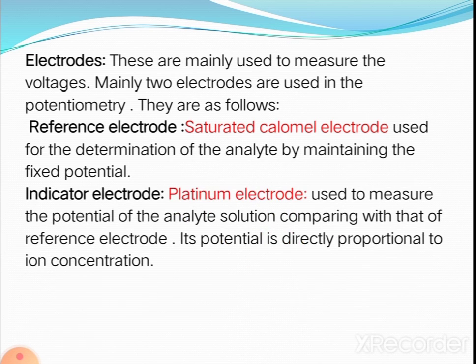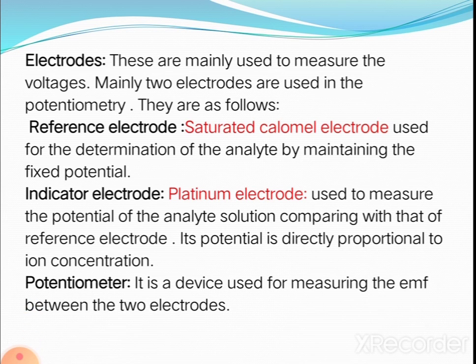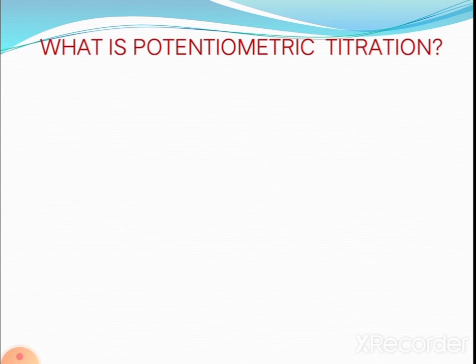Whereas the indicator electrode we are using is the platinum electrode, which is used to measure the potential of the analytical solution by comparing it with the reference electrode, and its potential is directly proportional to the ionic concentration under test. And as I told you, the potentiometer is the instrument or device used for the measurement of EMF between the two electrodes.